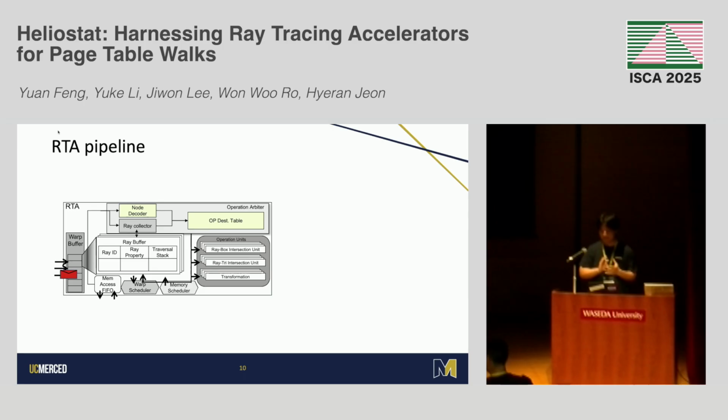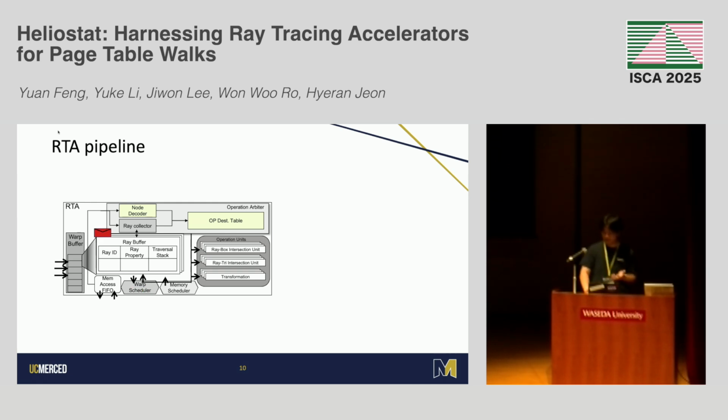In this figure, we show the baseline architecture or pipeline of RT accelerators. Here, suppose that we have submitted ray tracing tasks, and the traversal threads are organized in the warp buffer. For every cycle, the warp scheduler will choose one or several warps from the warp buffer and try to issue them, just like the warp issue scheduler in CUDA cores.